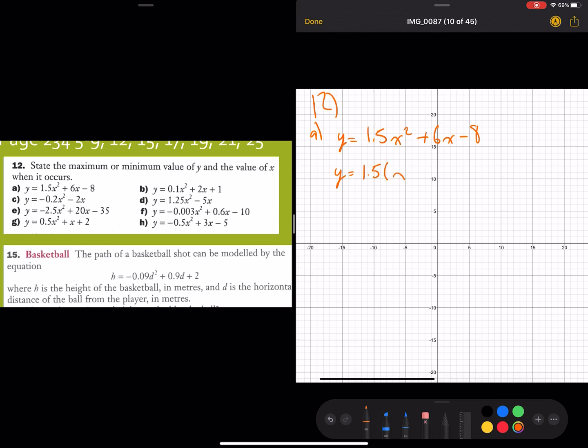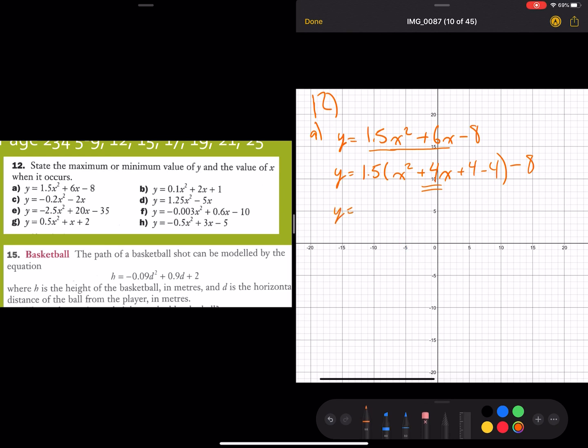Take out the 1.5 from the first two terms. So 1.5 times x squared is 1.5x squared. Plus 6 divided by 1.5 happens to be 4. 1.5 times 4x is 6. Now what do we do? We take this value, divide it by 2, and square it. We end up getting 4. We have to add 4 minus 4, all in brackets. And then don't forget that minus 8 outside of the brackets.